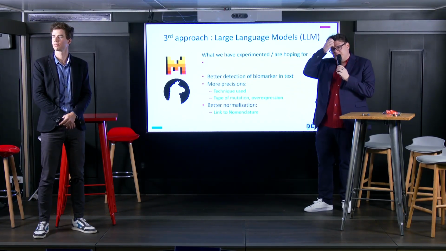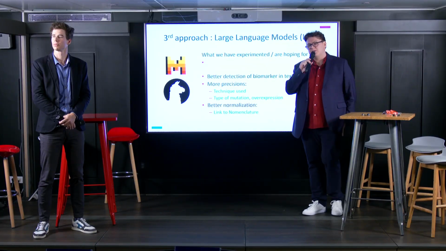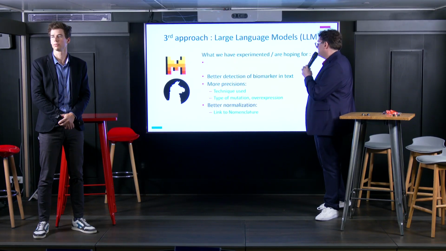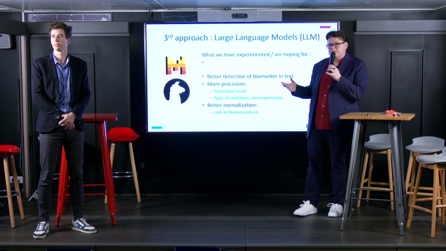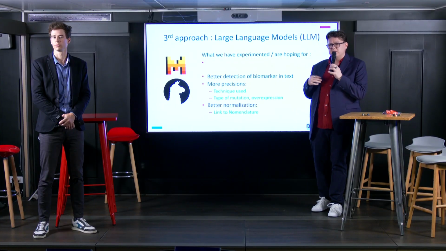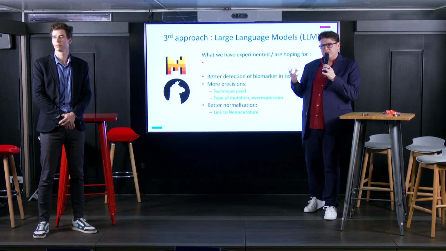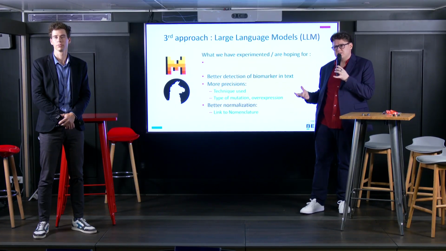But even if BERT is our current production approach, we constantly aim to improve our performance. So we need to take an interest in the latest trend, I think, the large language model. What we hope to achieve, because it's not really work that we have in the center at the moment, is that I think it will not replace EncoBERT for the classification, whether the biomarker is mutated or non-mutated, but we can achieve a better understanding of the text and especially more precision.